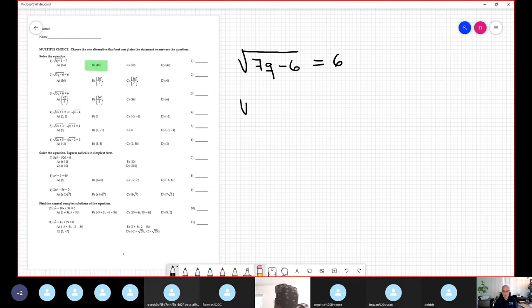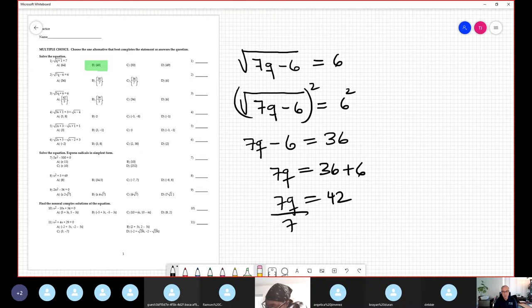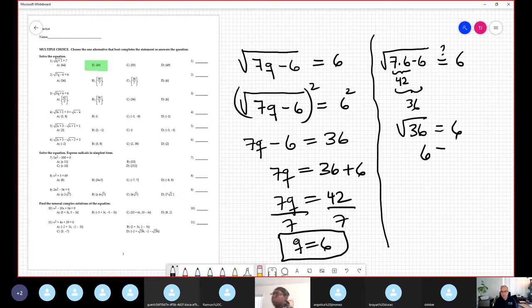Let's do it. I copy. I square both sides: 7q minus 6 is equal to 36, which is 6 times 6. So 7q equals 36 plus 6, which is 42. Divided by 7, q equals 6. This is my potential solution. I need to verify it. Plugging in, the square root of 7 times 6 minus 6 should equal 6. This is 42 minus 6, which is 36, and the square root of 36 is 6. Again, a true statement. The solution is perfect. q equals 6.